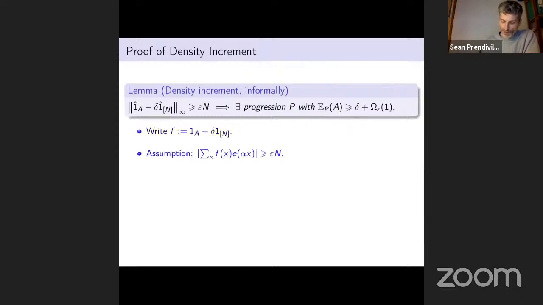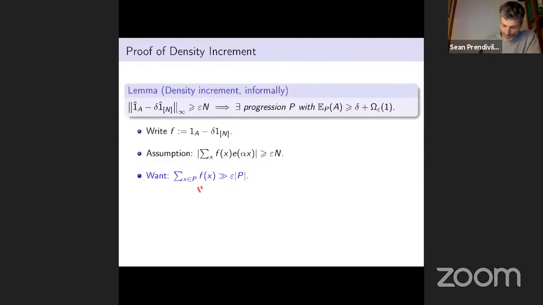So we're assuming that there is some frequency alpha such that the Fourier transform of the balanced function is at least epsilon n in magnitude. That's just this here. It's the same thing. The Fourier transform is linear, so that's why this is our assumption. Now what we want to conclude is that there is some progression where the sum of our balanced function over this progression is at least epsilon times n, the length of the progression. So why is that?